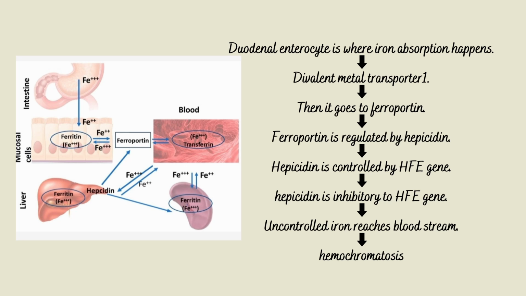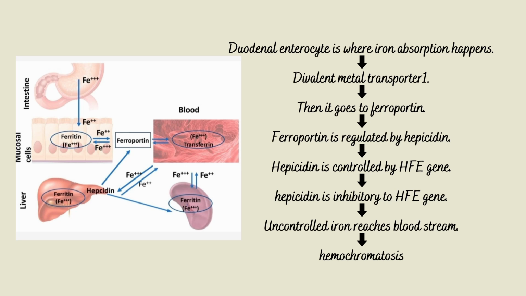So what happens is, the duodenal enterocyte is the site where iron absorption happens in the body. Where will it happen? In the duodenal enterocyte. There you are going to have divalent metal transporter 1, and that transport protein is the channel through which iron will enter inside. After entering inside, it is going to pass to another channel, that is ferroportin, and after passing through that channel, it will enter into the serum.